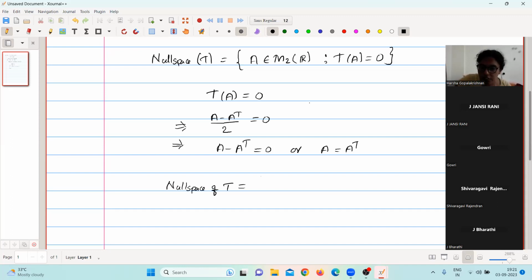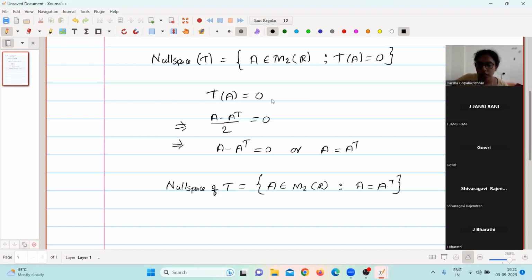A equal to A transpose means how can we call that matrix? What is the name of that matrix? Symmetric matrix. Yeah, symmetric matrix. Set of all symmetric matrices forms the null space for the given linear transformation. Now, our question is to find the dimension of this null space. So the null space is the set of all symmetric matrices, and dimension of null space means dimension of the symmetric matrices.